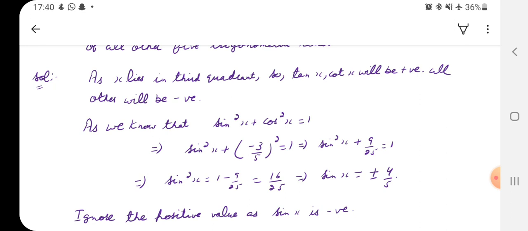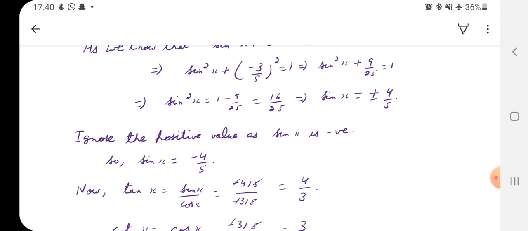So if I take the square root on both sides, I will get sin x equals plus minus 4 by 5. Now I got the two values of sin x. One is plus 4 by 5, other is negative 4 by 5. But they have given you that x lies in the third quadrant. If x lies in the third quadrant, we know that the value of sin x will be negative. So sin x will be equal to minus 4 by 5. I am ignoring the positive value, right? So sin x will be equal to minus 4 by 5.